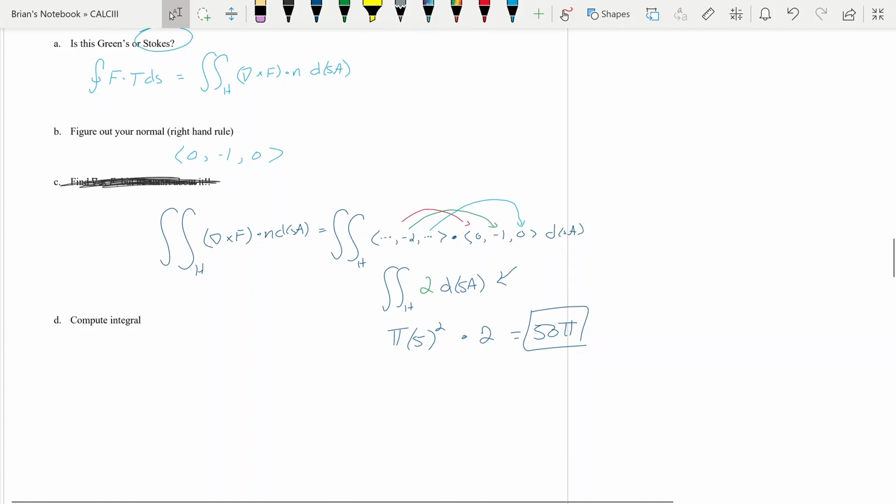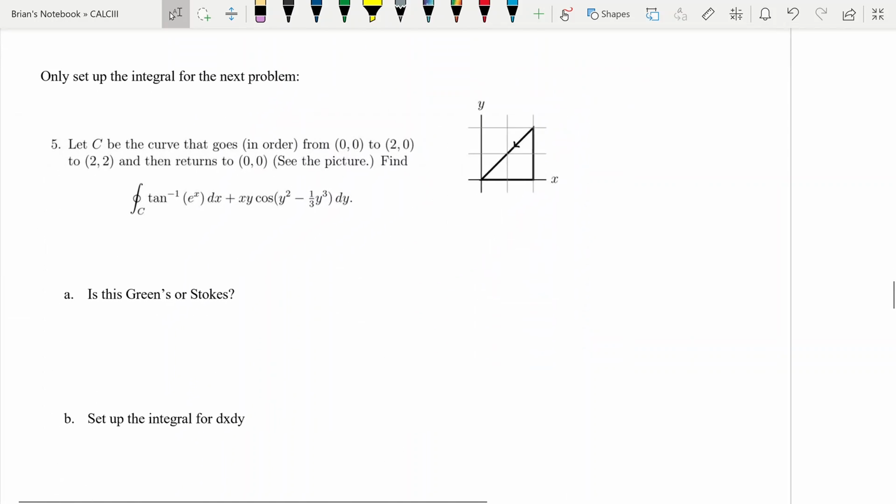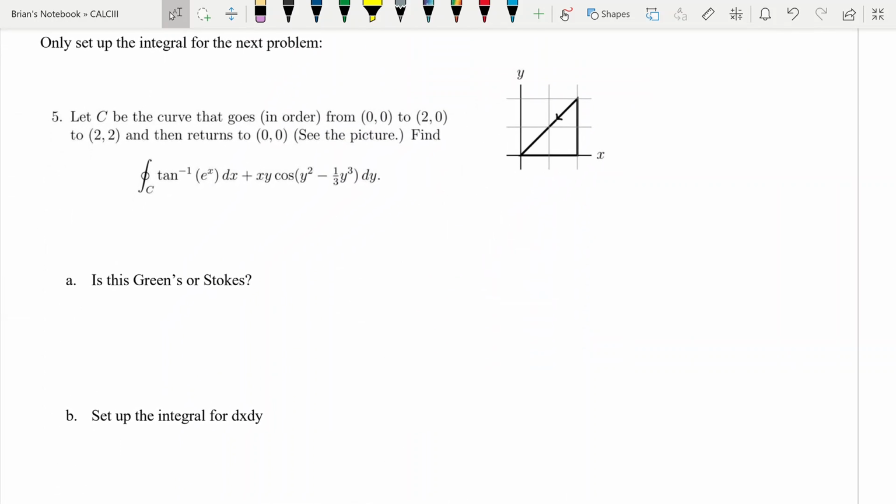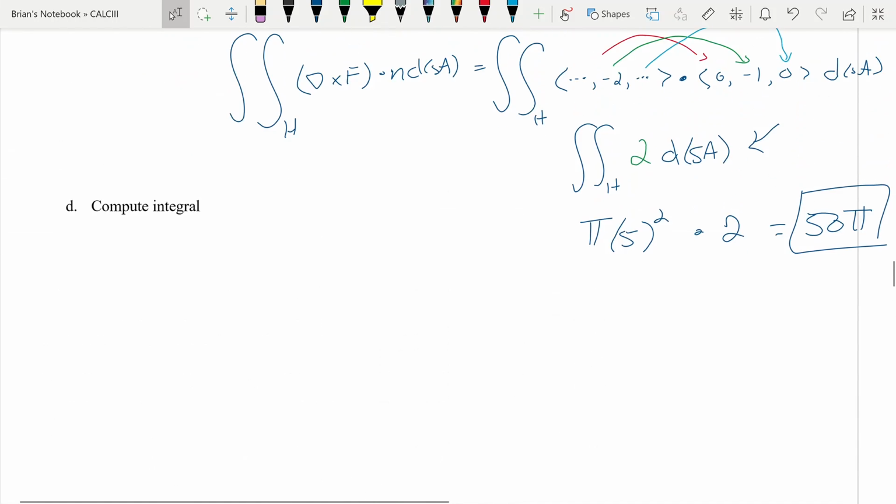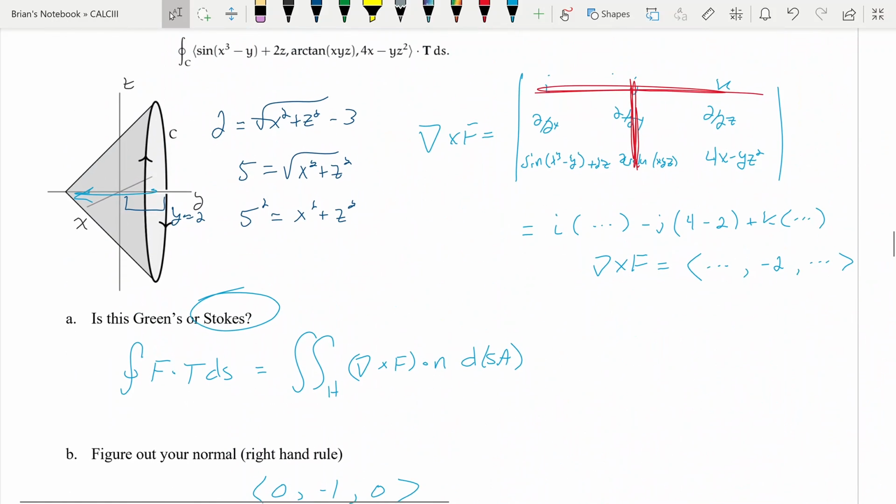Awesome. All right, let's move on to the next one. Is this a Green's or a Stokes problem? Why is the 2 not used? Oh, yeah, of course. Because I asked, why is the 2 not used and not the negative 3?